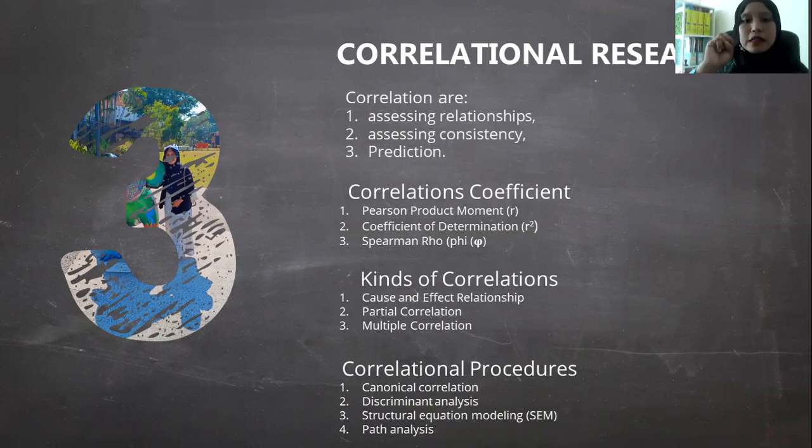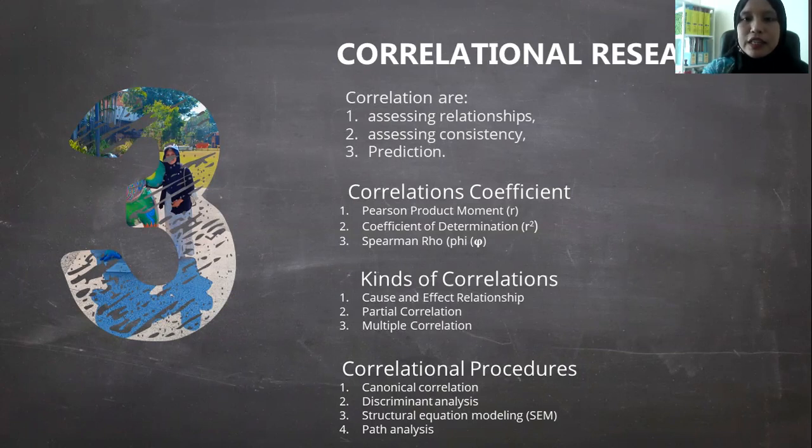Here in the correlational research, there are 3 kinds. The first one is cause and effect relationship. The second one is partial correlation. And the third one is multiple correlation. And the procedure, actually, there are 4. Actually, I have mentioned the simple one, like canonical correlation. And the second one is discriminant analysis. And the third one is structural equation system modeling, or SEM, and the path analysis.